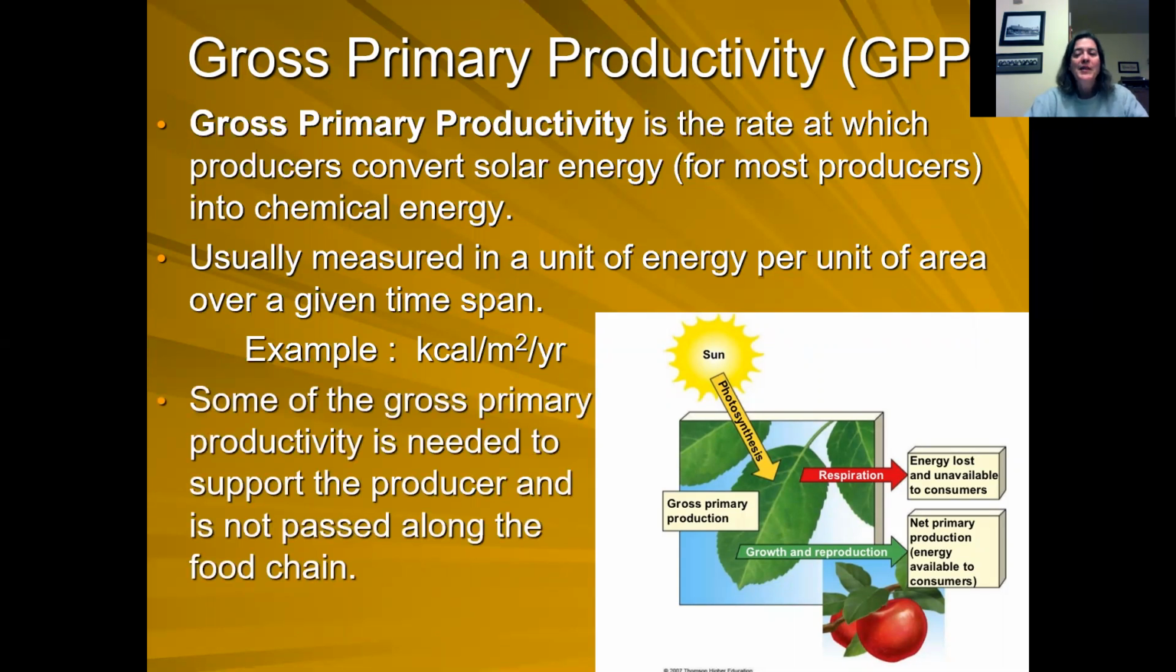The problem, though, is that you can never measure gross primary productivity directly, because your producers are also consuming at the same time that they're producing. You can see in this picture that even though they're producing stuff, they are also undergoing respiration, where there's energy lost and unavailable to consumers because of that process. So you can't actually measure gross primary productivity directly, because even your producers are consuming things as they go. There are some other methods, which we'll be looking at in our water quality testing lab.